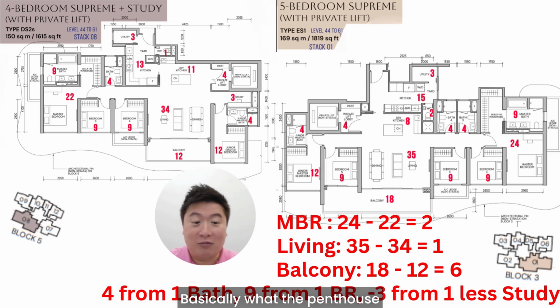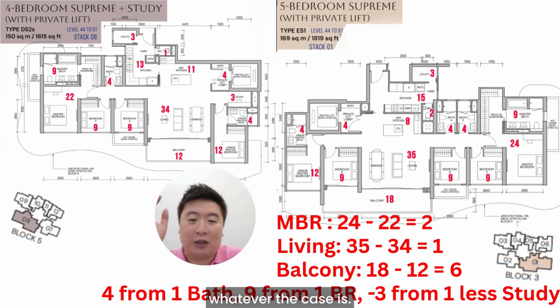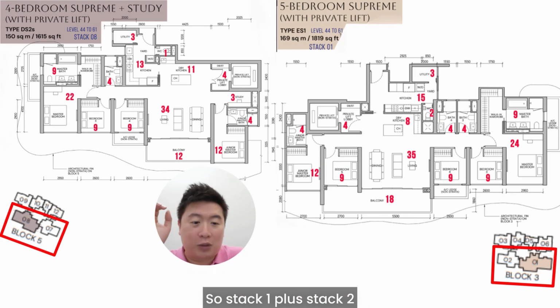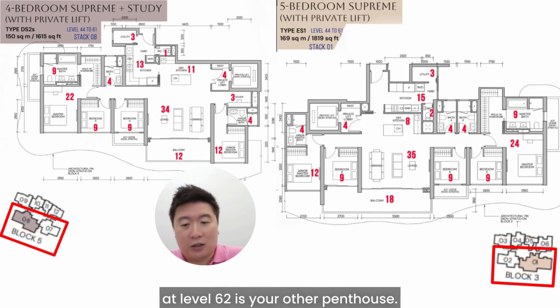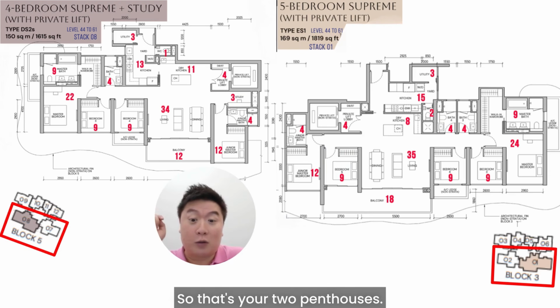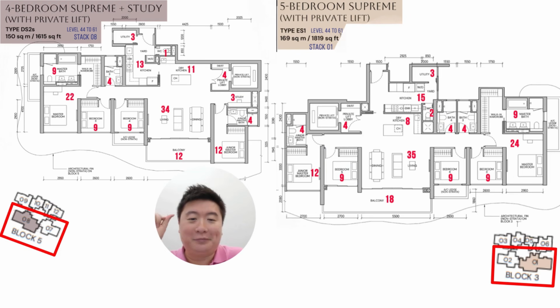What the penthouse layout does is that it takes the 3 bedroom premium to combine together with the 4 bedroom premium or 5 bedroom premium or 5 bedroom supreme, whatever the case is. So step 1 versus step 1 plus step 2 at level 62 is your penthouse. Step 8 plus step 7 at level 62 is your other penthouse. So that's your 2 penthouses.